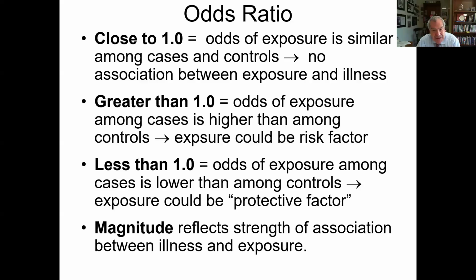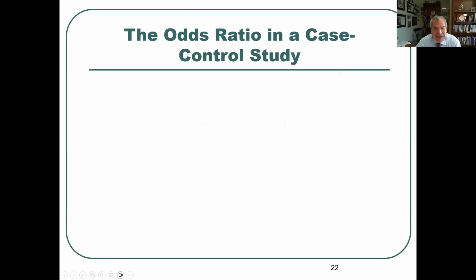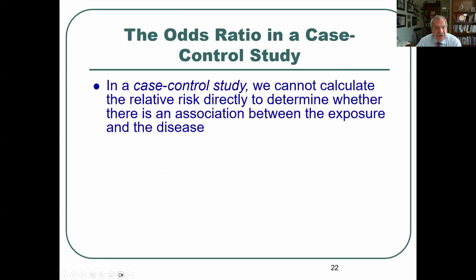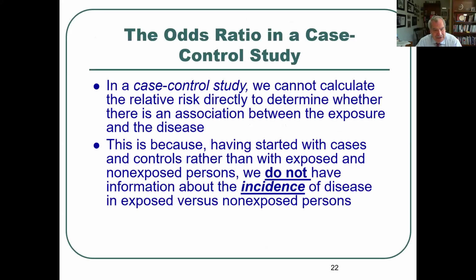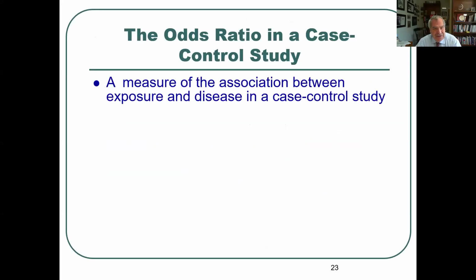And the magnitude of the odds ratio, the higher or the more extreme lower, is going to show you the strength of that association, either as a risk or as a protection. I think you probably knew that; it's just a little bit of a reminder. So in the case control study, you cannot calculate the relative risk because we don't know about the incidence. And so therefore, we're going to calculate the odds ratio.